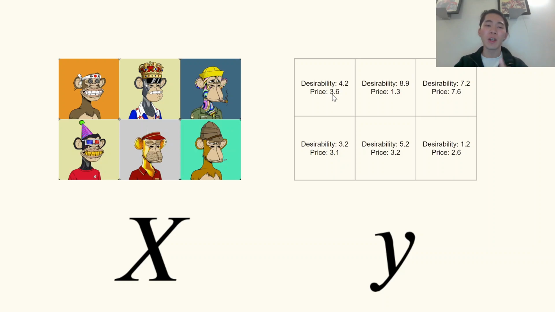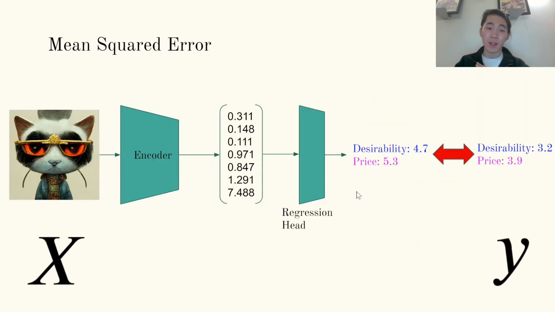And you want to make a machine learning model where, given the input data, you want to be able to predict some number property about that particular thing. So what you do when you're training these models is, you go through each of the data points in the training set, and you take the image, you encode it, and you get a vector, and then you get the regression head, and you predict the desirability and the price.